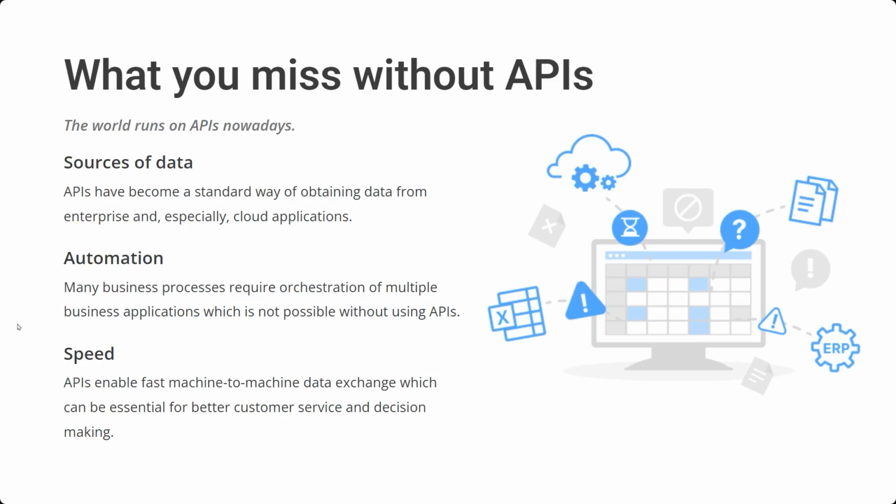Finally, speed. Since APIs are almost instant and synchronous, it's good to use APIs when you need data on demand. So for instance, when you need additional data to make a decision at the front desk or in the front office somewhere. So using APIs can be good to ensure better customer service or to ensure better decision making.